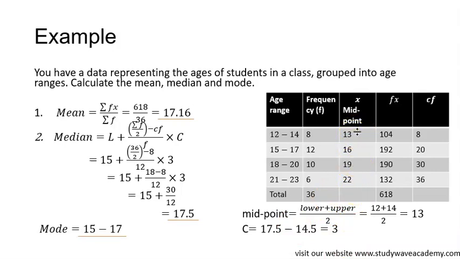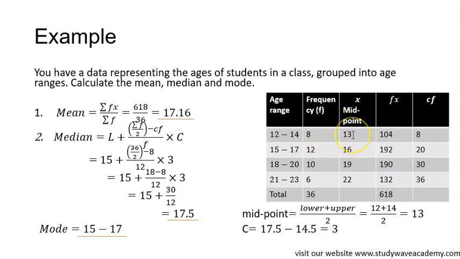Okay, so now what we are looking for in the mean next is the sum of fx. Fx is f times the midpoint, that is f times x, okay? We are looking for the sum of fx. So now we are going to create a column for fx, that is frequency times the midpoint, f times x, okay?